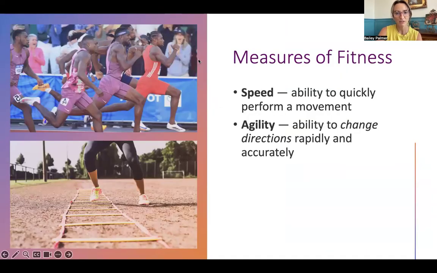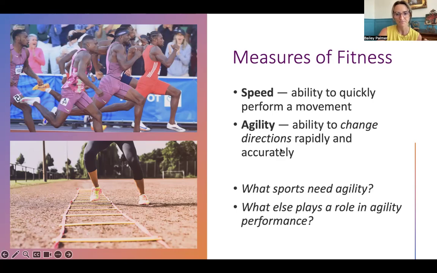All right, so first we have speed and agility. The definition of speed is to quickly perform a movement, like how quickly can you swing a golf club or a racket, but also how quickly can you move your body. And so we think of sprinting usually when we think of speed. Agility is the ability to change directions rapidly and accurately. Think of cutting drills, sports that involve cutting, pivoting, anything where we have quick feet.